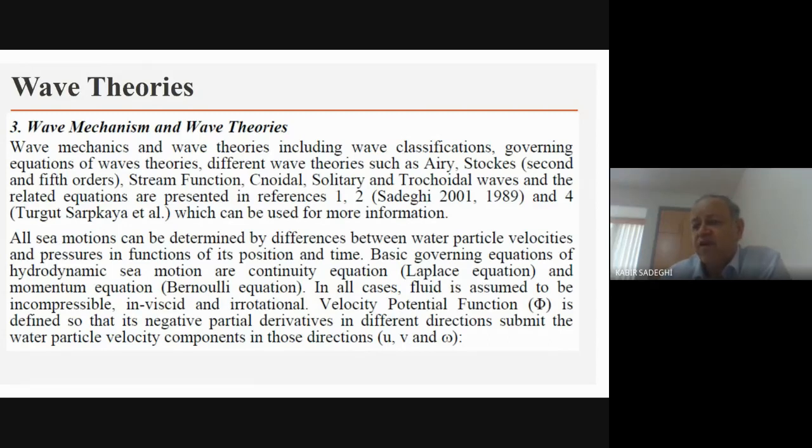We define one function phi, which is called the potential function, so that the negative partial derivatives of phi in the different directions x, y, z give the water particle velocity. Therefore, velocity equals minus, you will see, the partial differential of phi. And let's see, in the next slide, one profile from the motion movement.